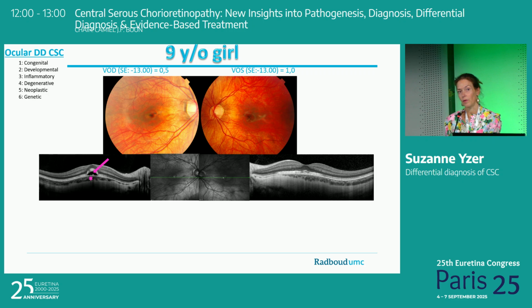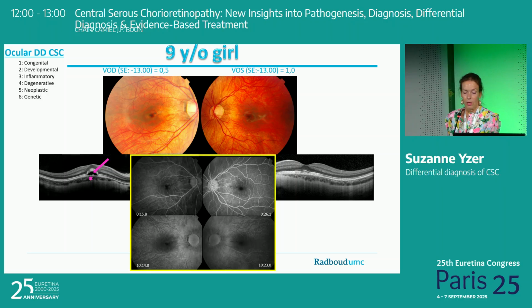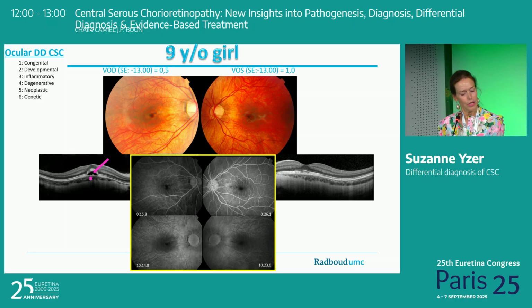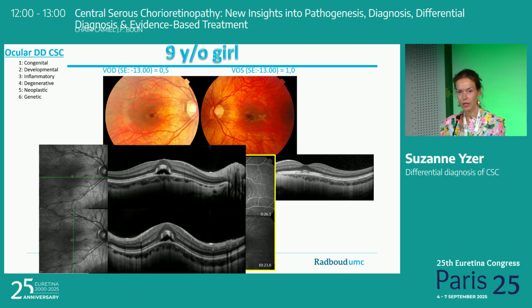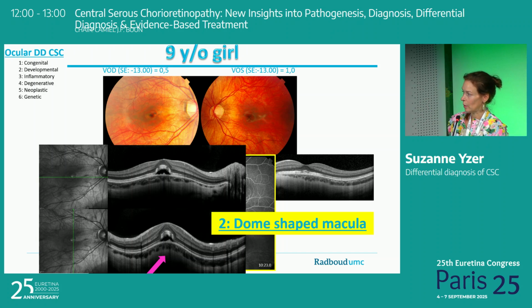The choroid is not very thick, but for a patient with a refraction of -13, you may actually consider this a thick choroid. Since she was only 9, we only made an FA, like oral FA, but there's no leakage here. So is this central serous chorioretinopathy? I don't think so. We made some extra OCT, so if you compare here the vertical and the horizontal scan, this is a dome-shaped macula.